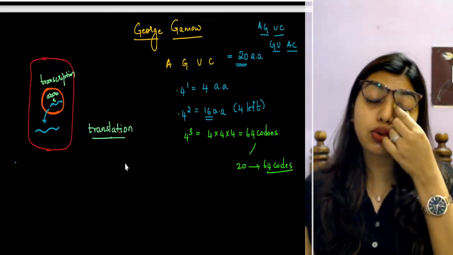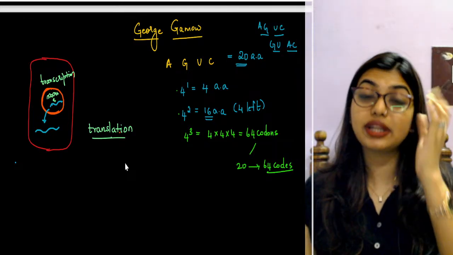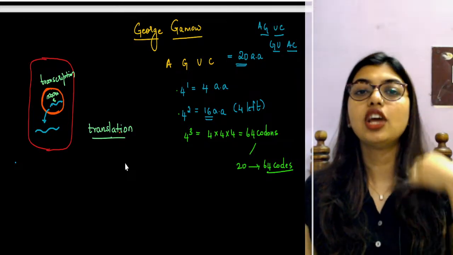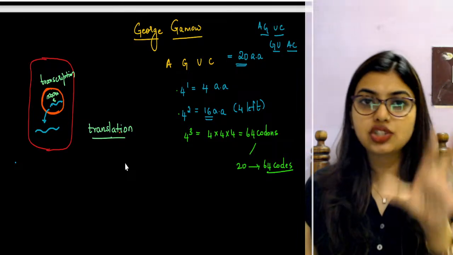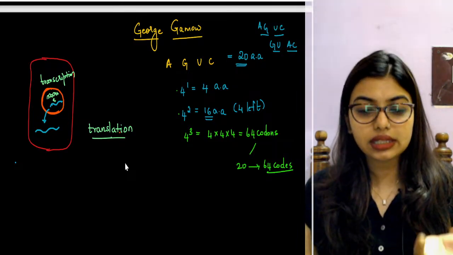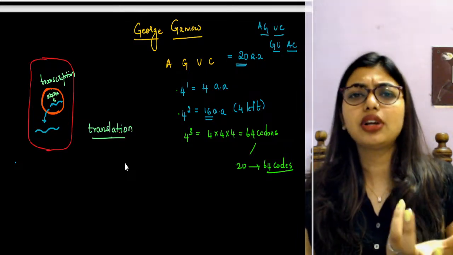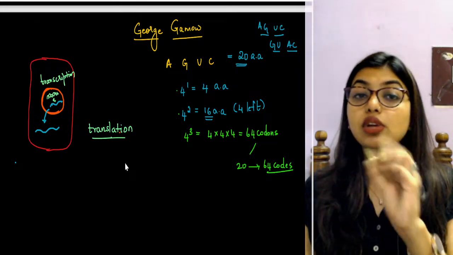These two are not even coding for the 20 amino acids that we require, so it is going to be less. So instead of that, why don't we do something in the position, let it be extra, no problem, let it be extra. So this is how 64 codes came.